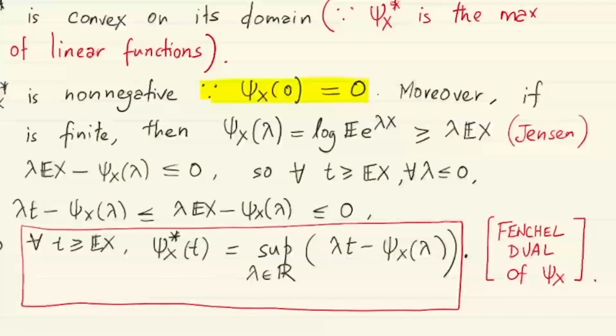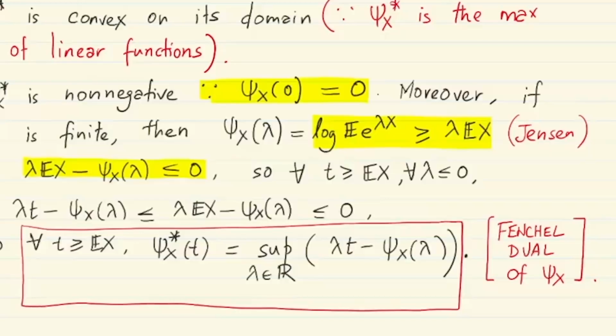Moreover, if the expected value of x exists, if x has finite mean, then Cx of lambda, the log moment generating function, by Jensen's inequality for the convex function e raised to lambda x, can easily be shown to be lower bounded by lambda times expected value of x. This is just Jensen's inequality applied to the convex function taking x to e raised to lambda x. And so this means that lambda t minus Cx of lambda is always upper bounded by 0.